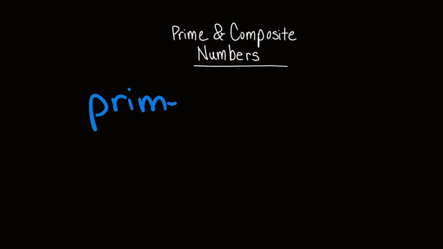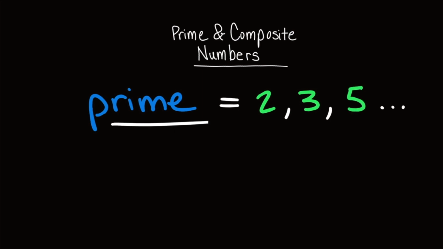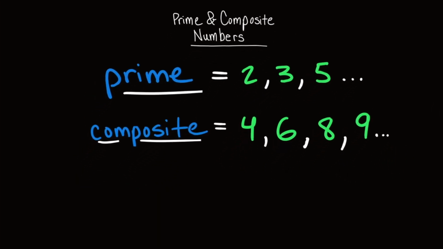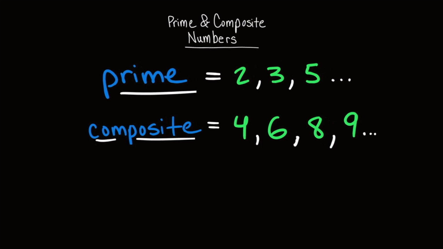Prime numbers are natural numbers greater than 1 that have only two distinct positive divisors, 1 and themselves. Whereas composite numbers are natural numbers greater than 1 that have more than two positive divisors.